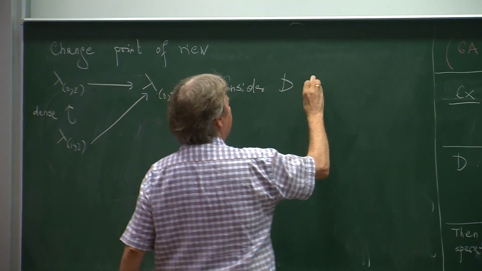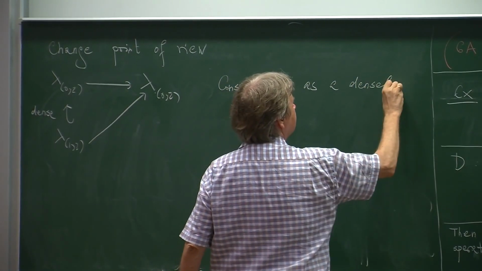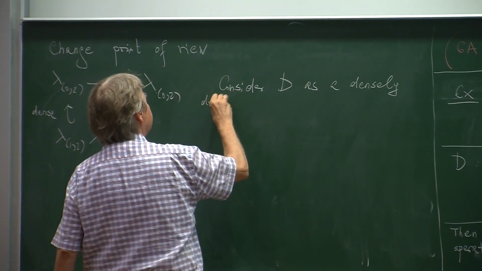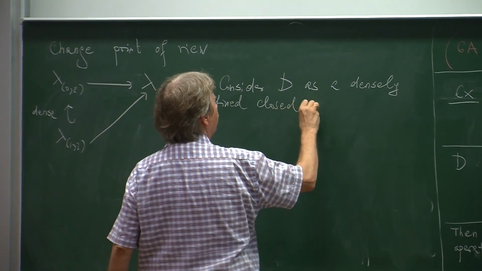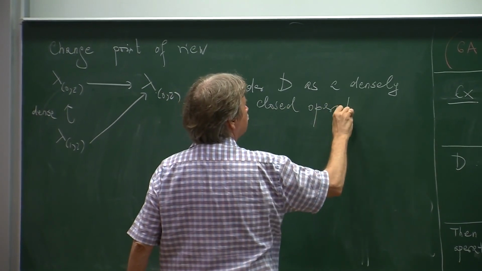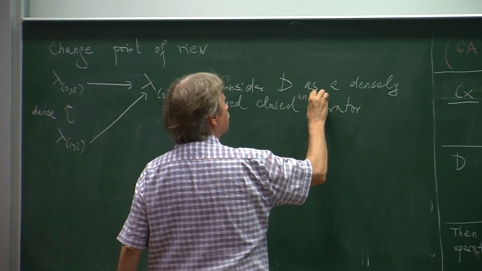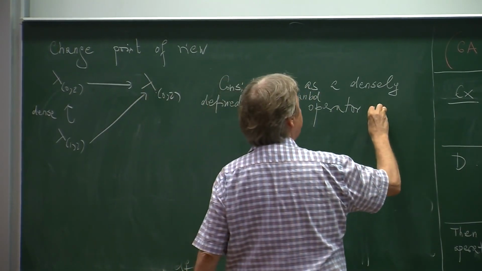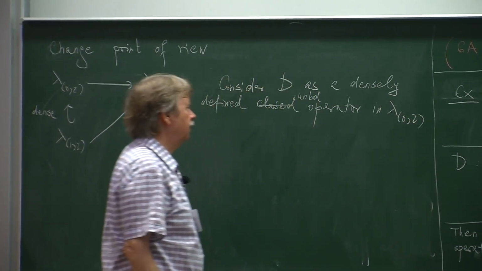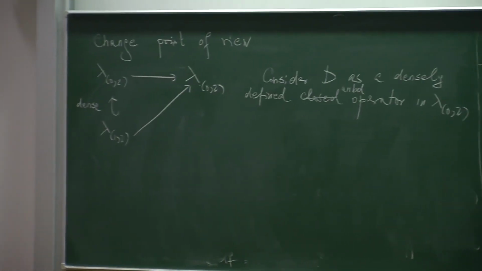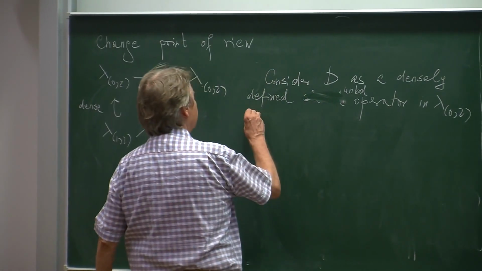Okay? So consider D as a densely defined closed unbounded operator in lambda 0, 2. So I cannot require that the operator is defined everywhere. So it's an unbounded operator. And it is closed. So what does this mean?